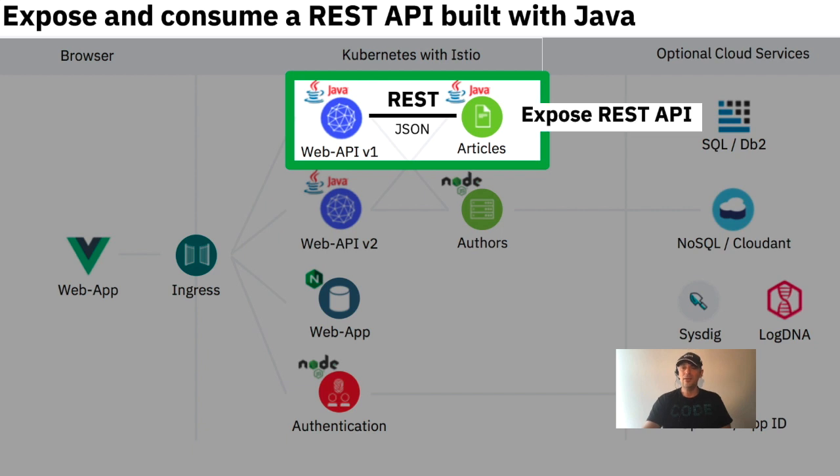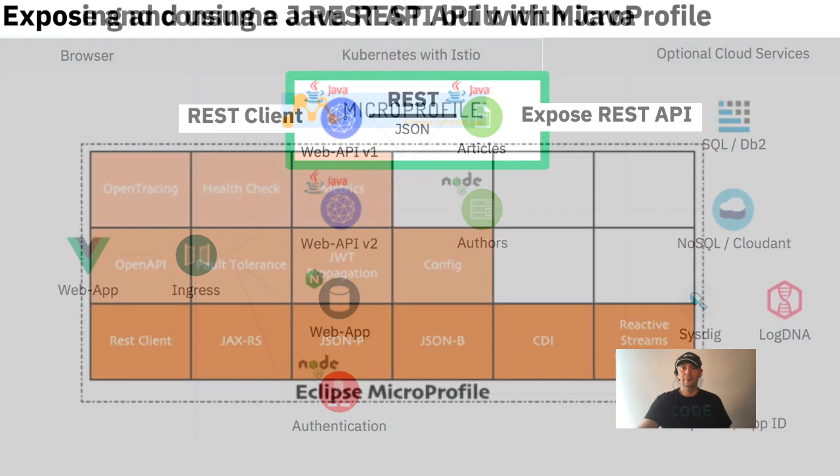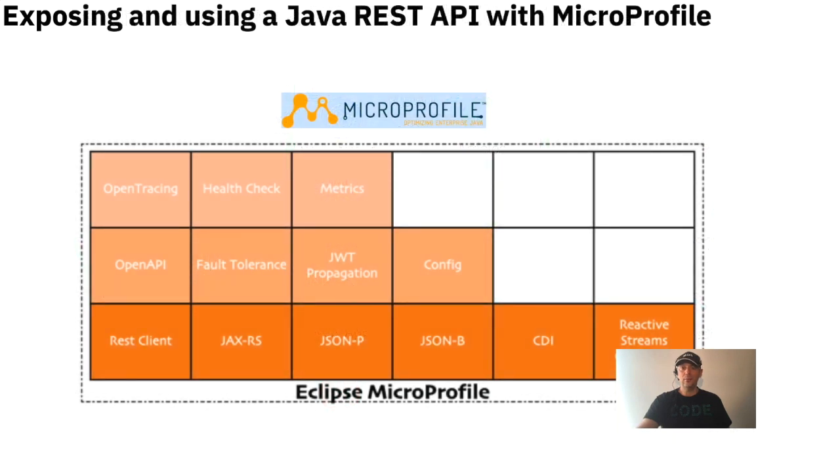The article service exposes a REST API endpoint. The web API microservice is a REST client which consumes the REST API to request articles information from the microservice. We use for our implementation Java with MicroProfile. Let's take a short look at MicroProfile.